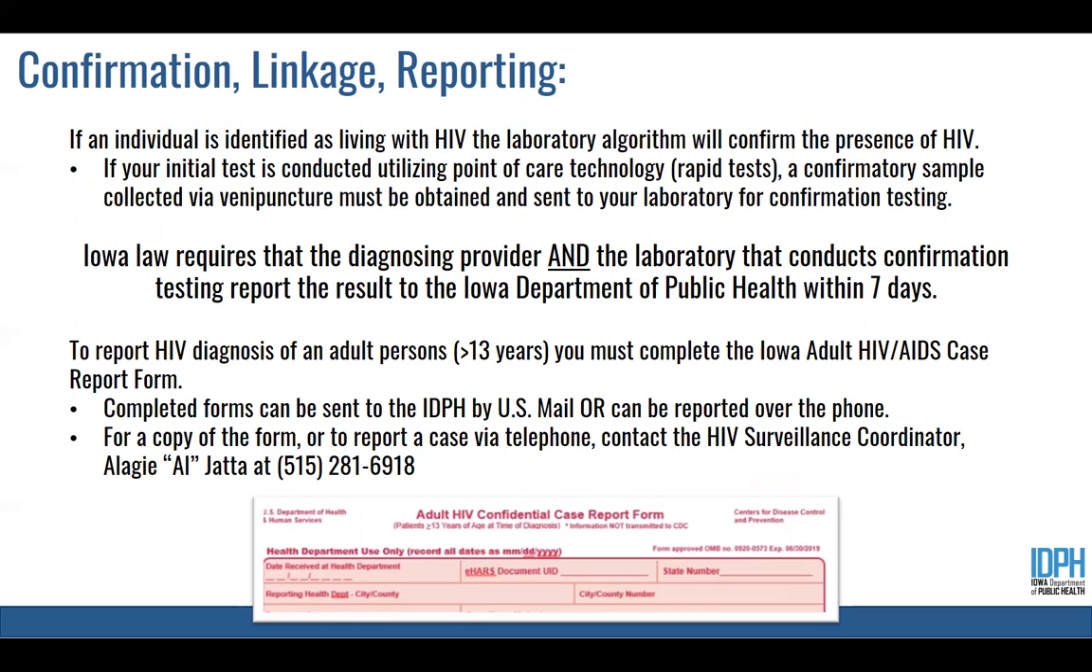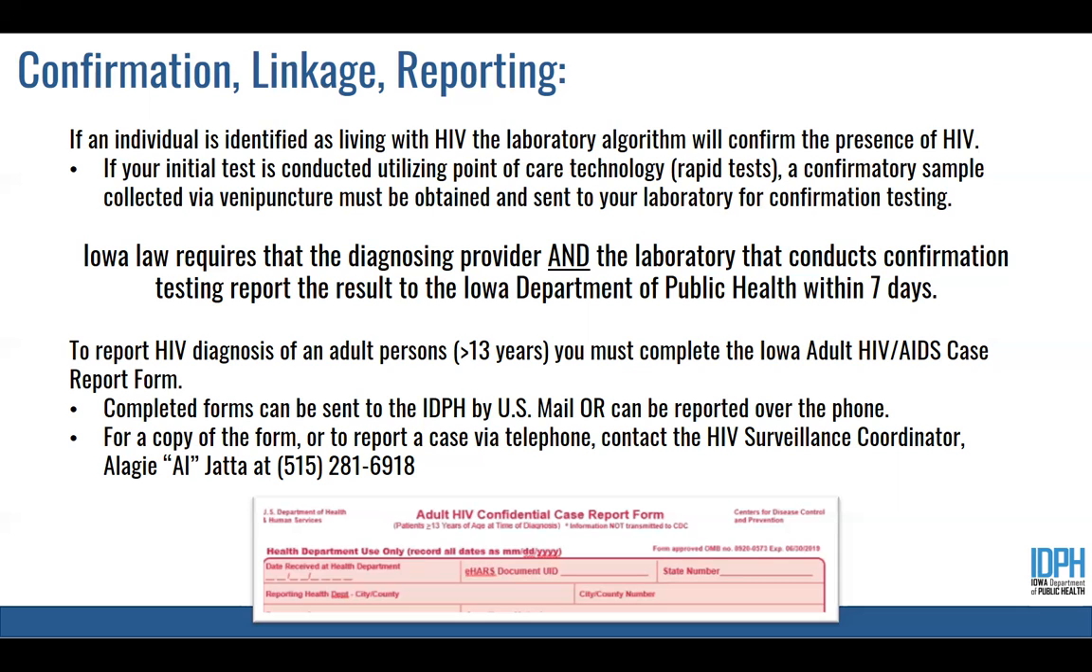But either way, Iowa law does require that the diagnosing provider and the laboratory that conducts confirmation testing report the results to the Iowa Department of Public Health within 7 days. And I just want to stress here that there is no required reporting to the IDPH if you have a rapid test that is positive, but do not have a confirmatory result. You're only required to report once the infection is confirmed.